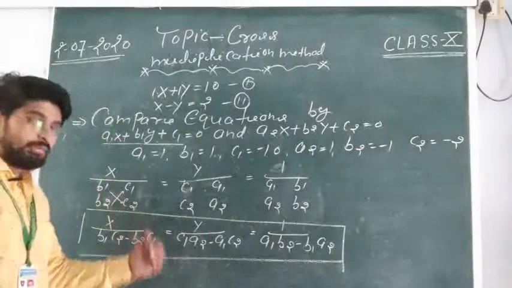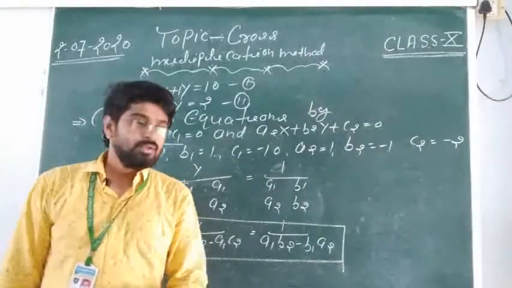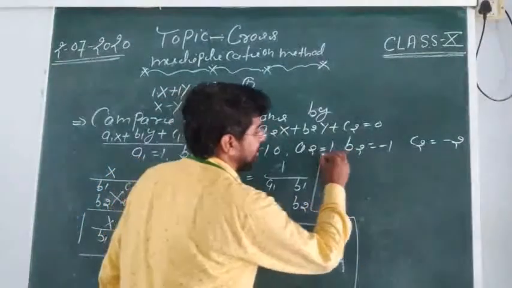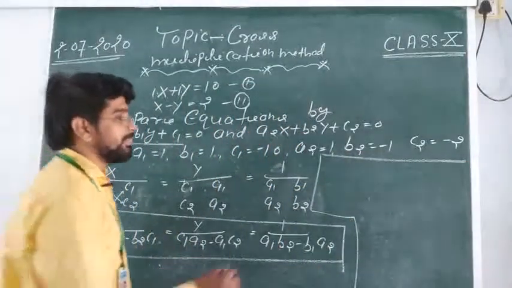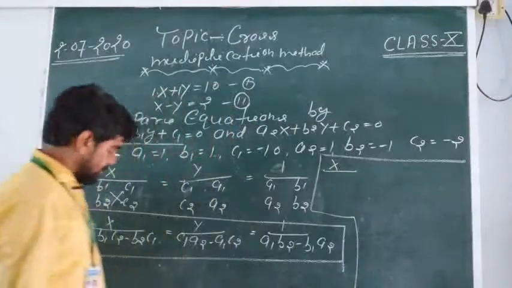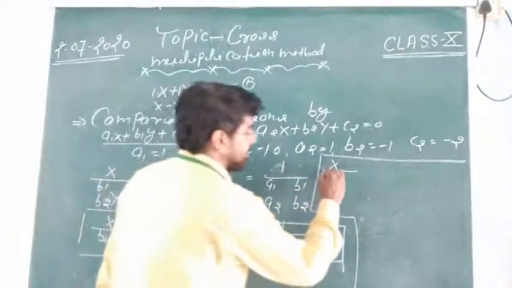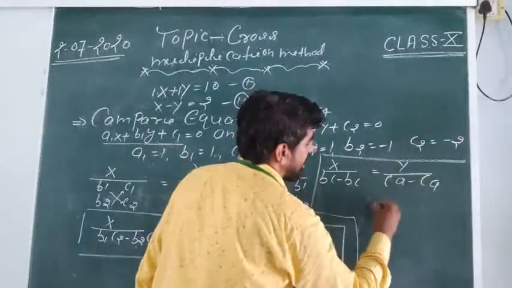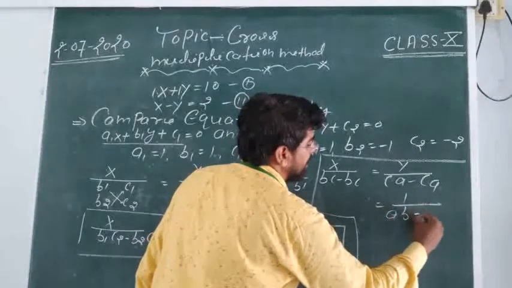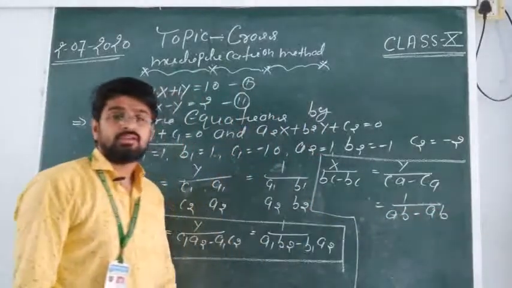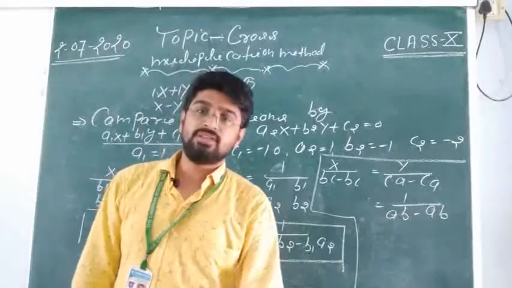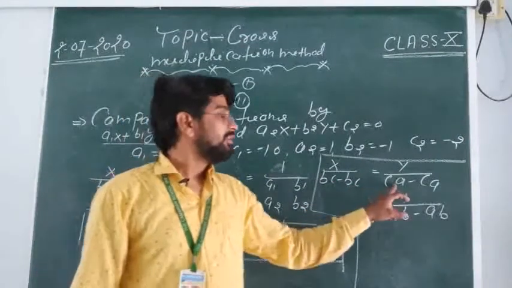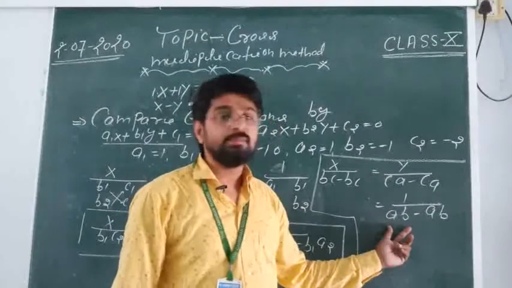Students, I got this formula, and see how you can learn it by a trick. So again I am writing this formula here. How can you learn it easily? See, x upon BC minus BC, y upon CA minus CA, and 1 upon AB minus AB. Write A, B, C in cyclic order: BC minus BC, then CA minus CA, and then AB minus AB.